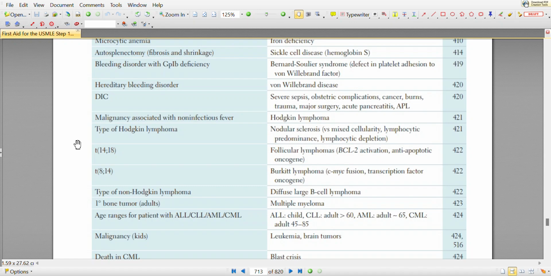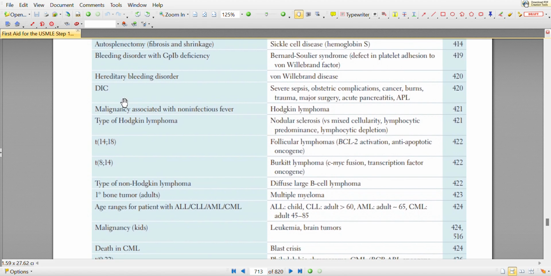Part 3 for our rapid review in key association of disease and associated findings. For disseminated intravascular coagulopathy, commonly associated with severe sepsis, obstetric complications, cancer, burns, trauma, major surgery, acute pancreatitis, and acute promyelocytic leukemia, APL.